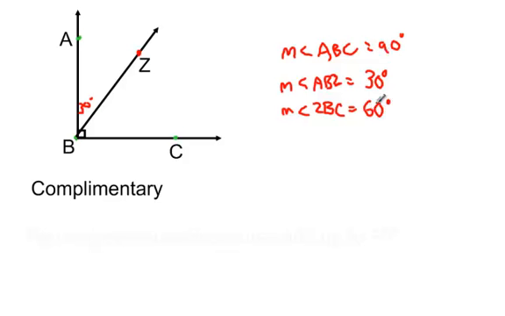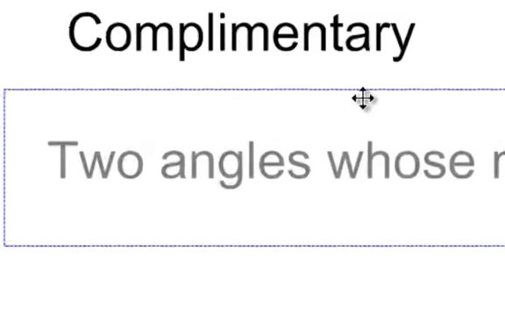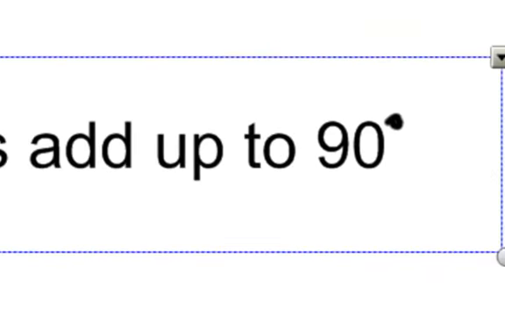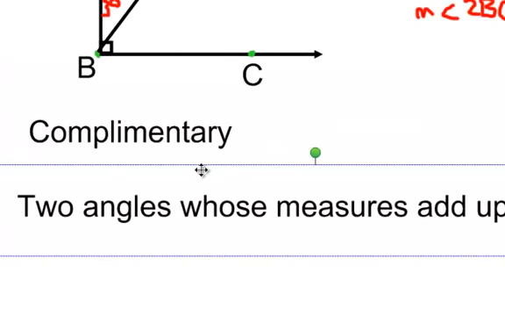Now when we have the measure of angle ABZ and ZBC, and those two angles add up to 90 degrees, they're what we call complementary angles. Complementary all means is two angles whose measures add up to 90 degrees. I'm going to say that again. Complementary angles are two angles whose measures add up to 90 degrees.